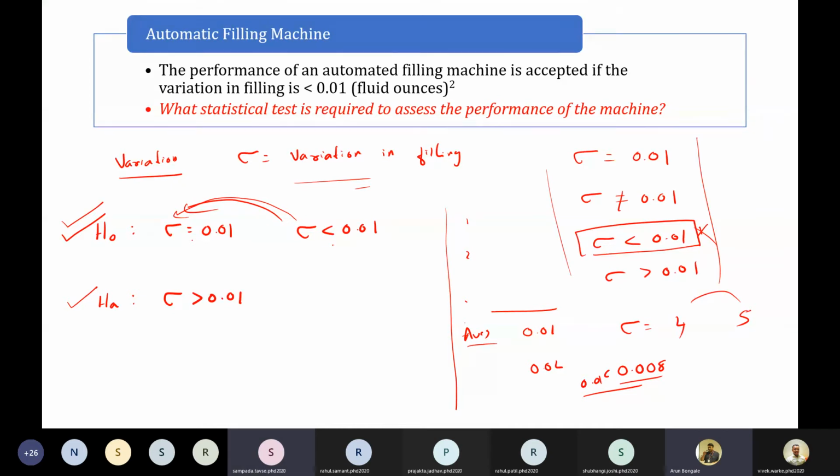Do you understand what an automated filling machine is? Okay. Do you buy milk in your home? Yes, you do buy the milk. How much milk do you buy every day? Say 1 liter. Have you checked whether it is exactly 1 liter always? No. If you check it, assume that you are going to check it.